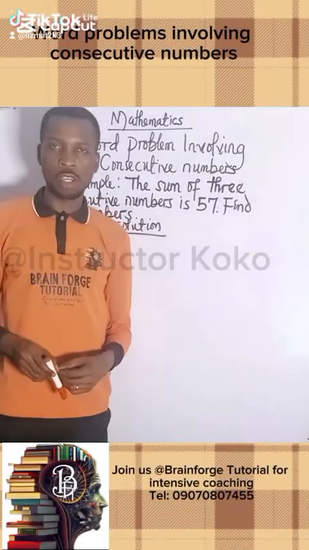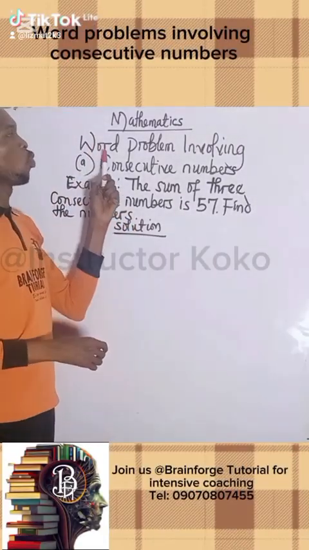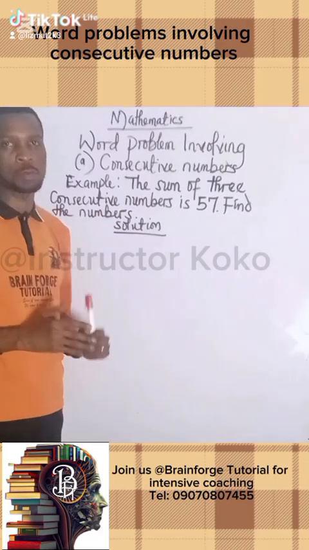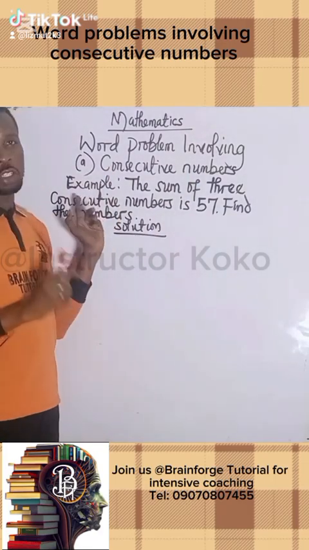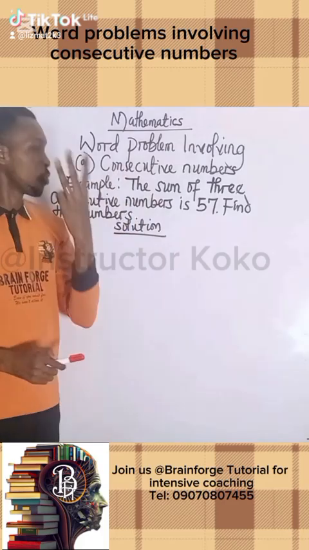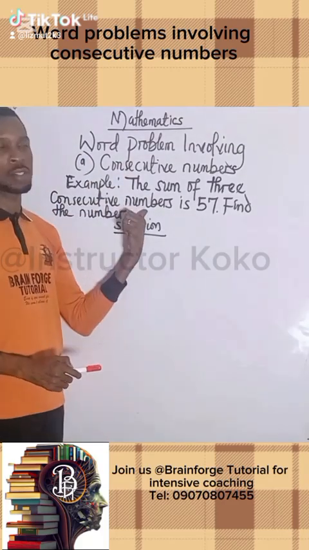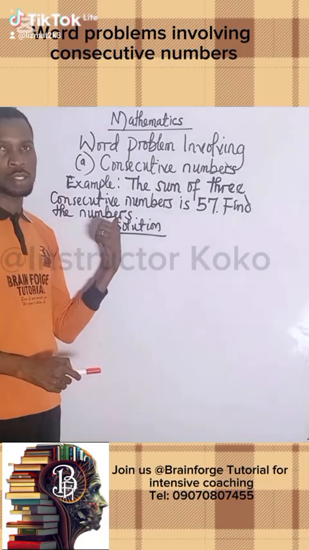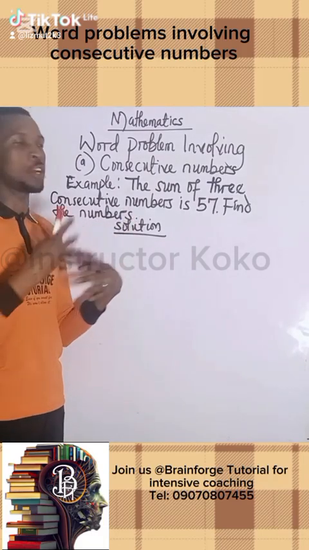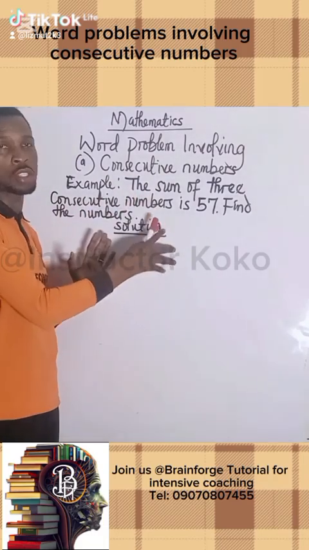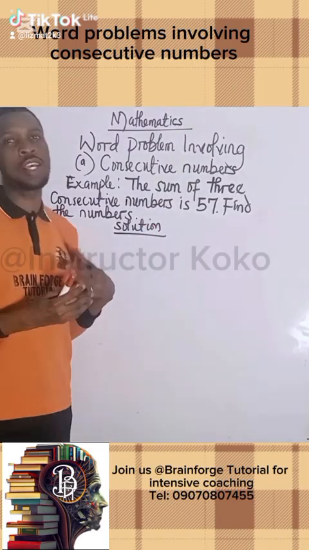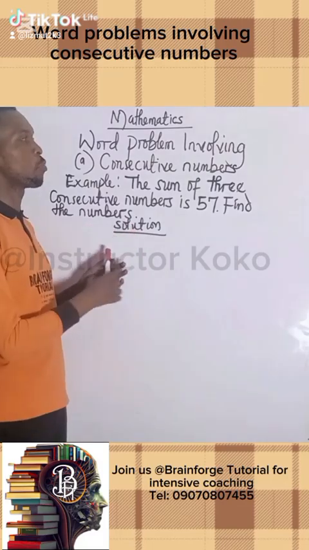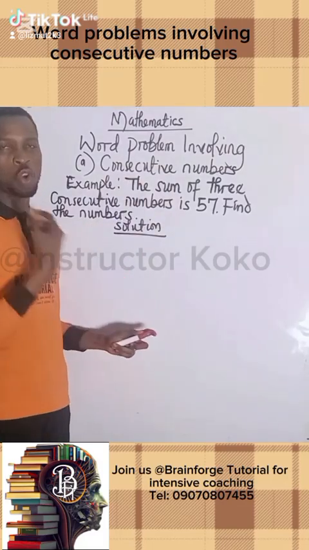In this tutorial, I'll be explaining word problems involving consecutive numbers. We have a question on the board. The sum of three consecutive numbers is 57. Find the numbers. Of course, I will not just delve into the solution of these questions. However, I'm going to establish and develop a formula to solve problems that have to do with what?